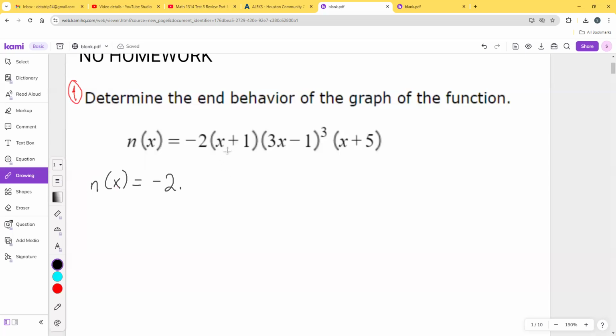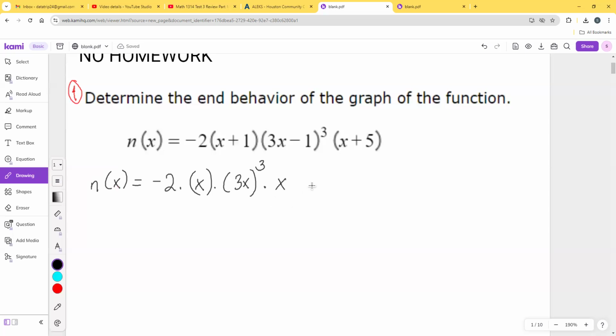Okay. We have an x plus 1. Which one do we care? X. We just care about the x. We just need the x, right? So I'm going to take the x in a parentheses. Next one is 3x minus 1 to the third power. Which one only do we care? We only care 3x, but here 3x is getting raised to the what power? Third power. And on the last one, x plus 5, what's the only thing we care?